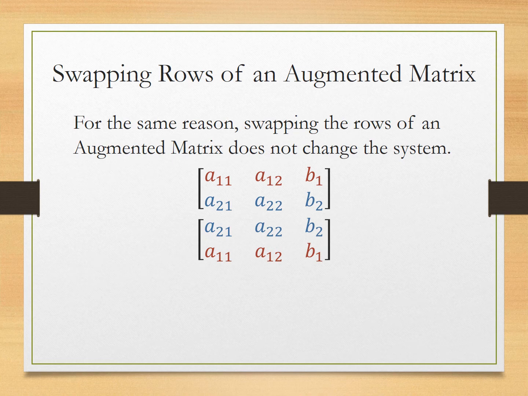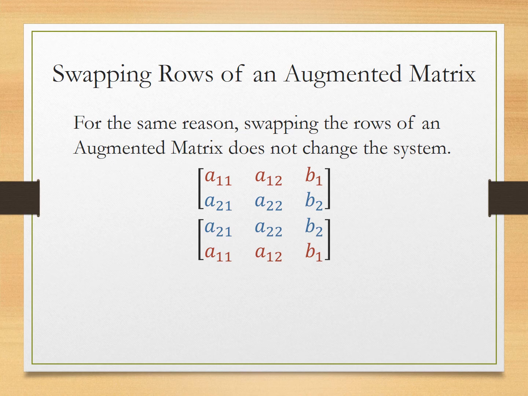For the same reason, if you use the augmented matrix to represent a system of linear equations, you can swap rows, and they won't make a difference, because each row represents an equation.